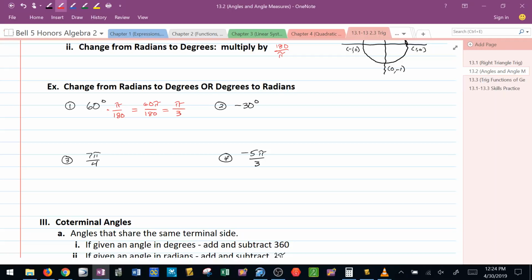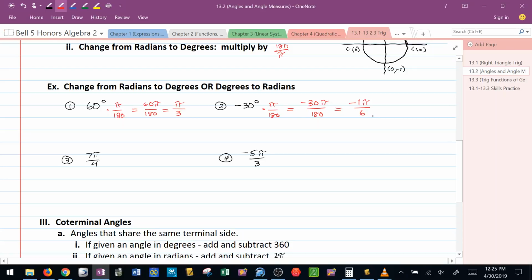All right, what about negative 30 degrees? Again, to change from degrees to radians, you multiply by pi over 180. And this would give me negative 30 pi over 180. Then if I simplify that, this would be negative 1 pi, or negative pi, over 6.